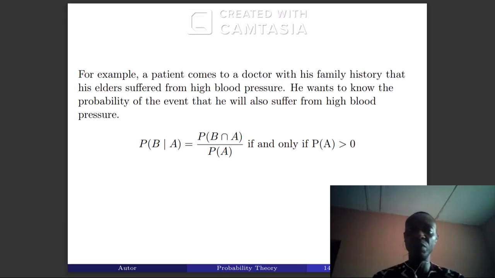So the probability of B such that A has occurred is given as the probability of B intersection A divided by the probability of A, if and only if the probability of A is greater than 0. Please take note of this. The probability of B such that A has occurred is equal to the probability of B intersection A, their intersection, divided by the probability of A, the one that has already occurred.